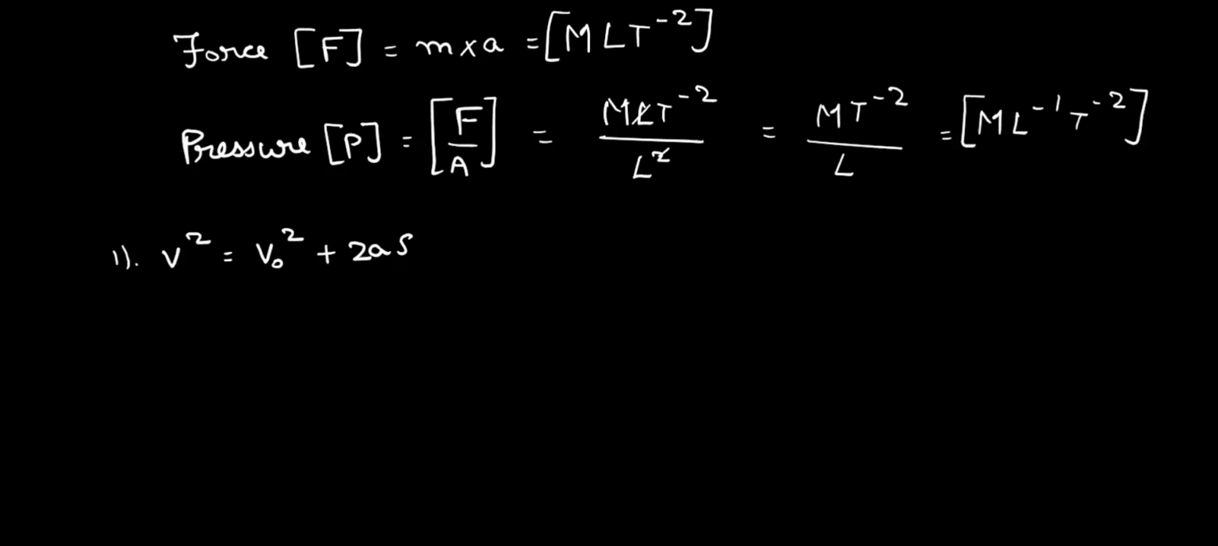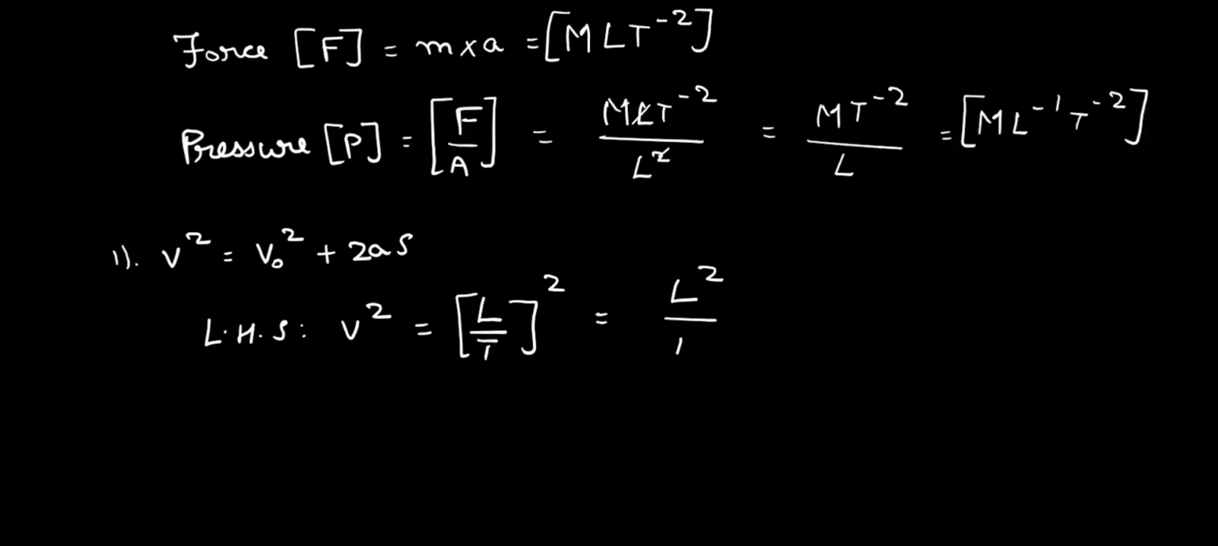So first we will check for LHS, the left hand side. In LHS we have V square. Here V is velocity, so we know the dimension of velocity is L by T. And since we have square, we have to square the term. The final answer is L square by T square. Now this is our LHS term. Now for RHS, we actually have two terms.